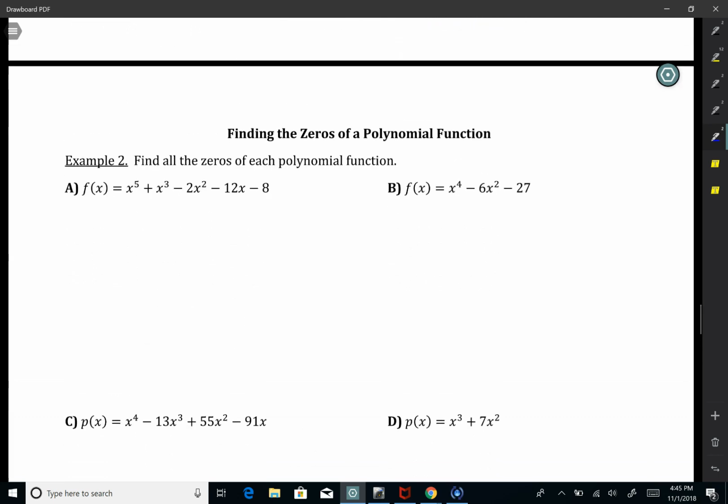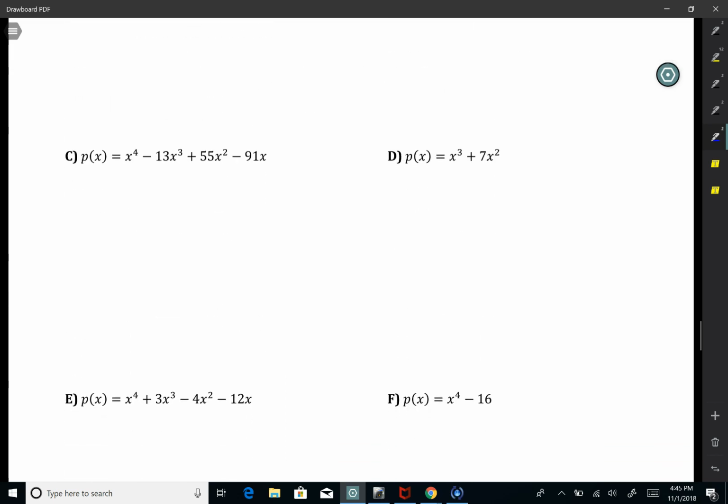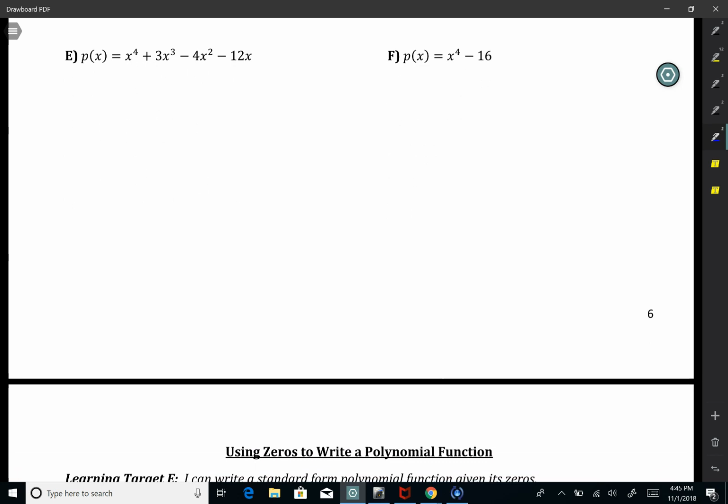So we have been finding the zeros of polynomial functions, and we remember our fundamental theorem of algebra from last night's video told us that the degree of a function tells us how many total zeros it has. And the zeros can be real or non-real, and they can be rational or irrational. So let's get started with letter E.